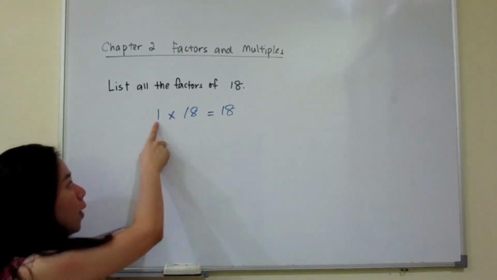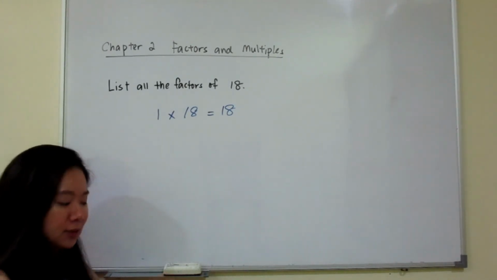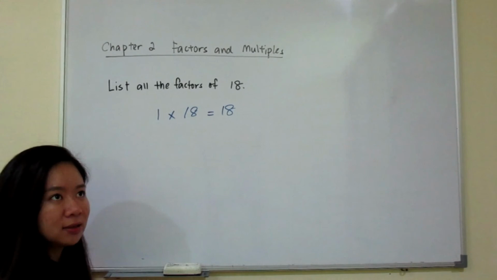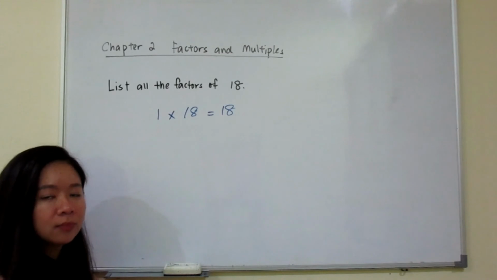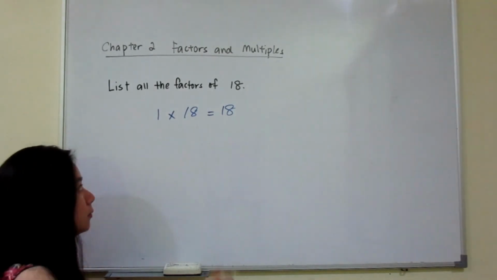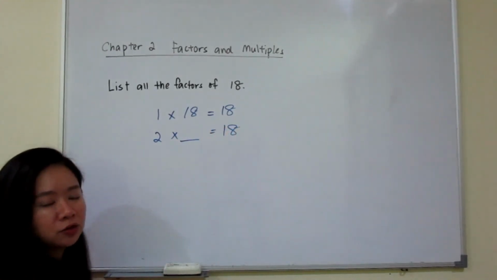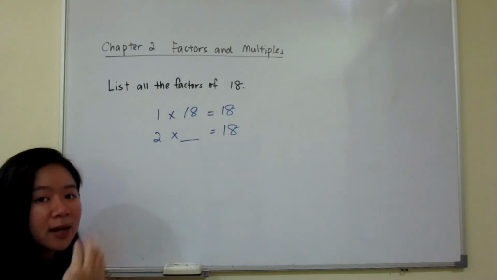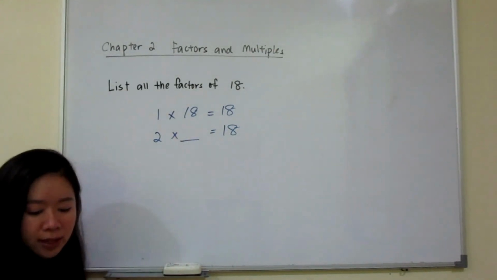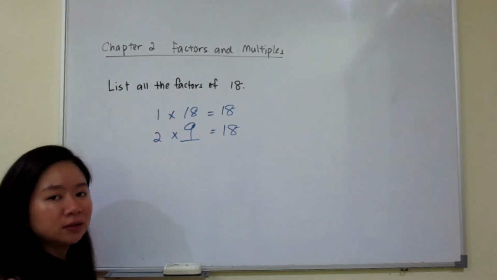So now, after 1, let's check for 2. Can 18 be divided by 2? Use the calculator to check. Okay? 18 divided by 2, if the answer is not in fractions or decimals, is a whole number, yes. The answer is yes. Okay? So, 2 times what gives you 18. When you check on the calculator, 18 divided by 2, it gives you an answer, right? The answer is a whole number, yes, it can be divided, and the answer will be 9. So 2 and 9 are the factors of 18 as well.